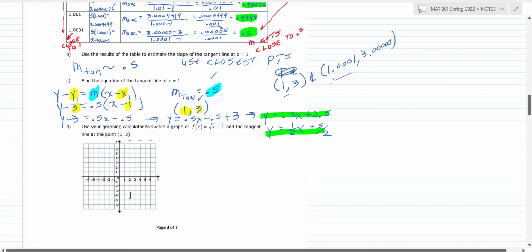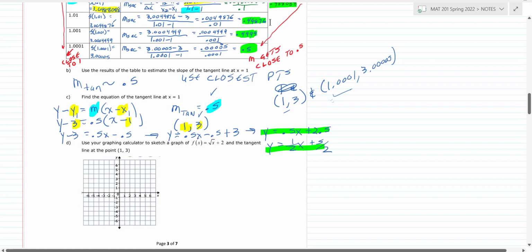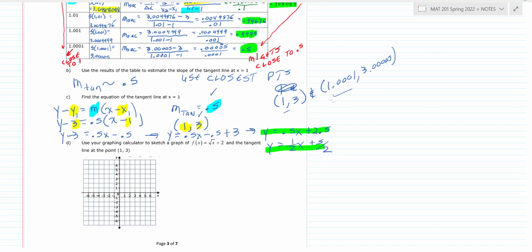A little later in the calculus course, you'll learn an easier way to get that 0.5 by using what you call the derivative of a function. So we'll be getting to that pretty soon.